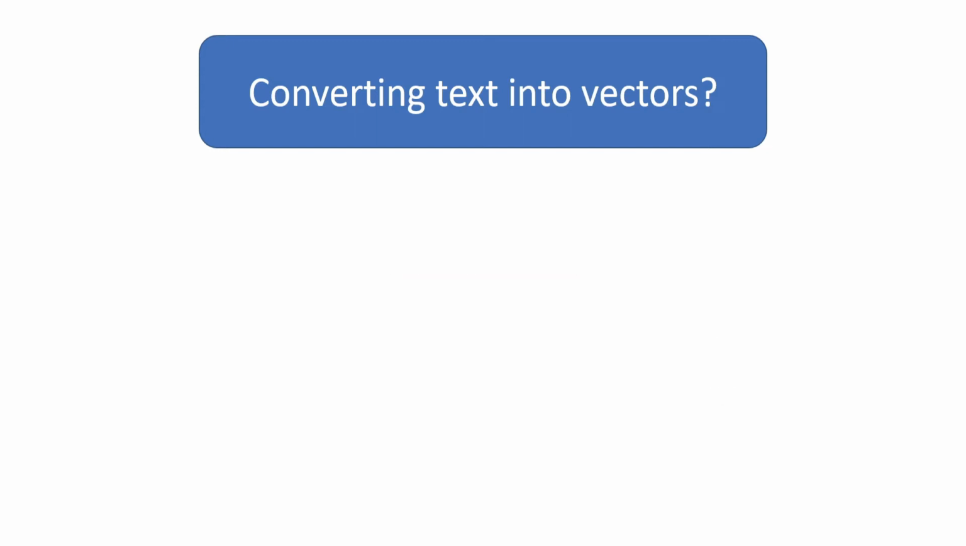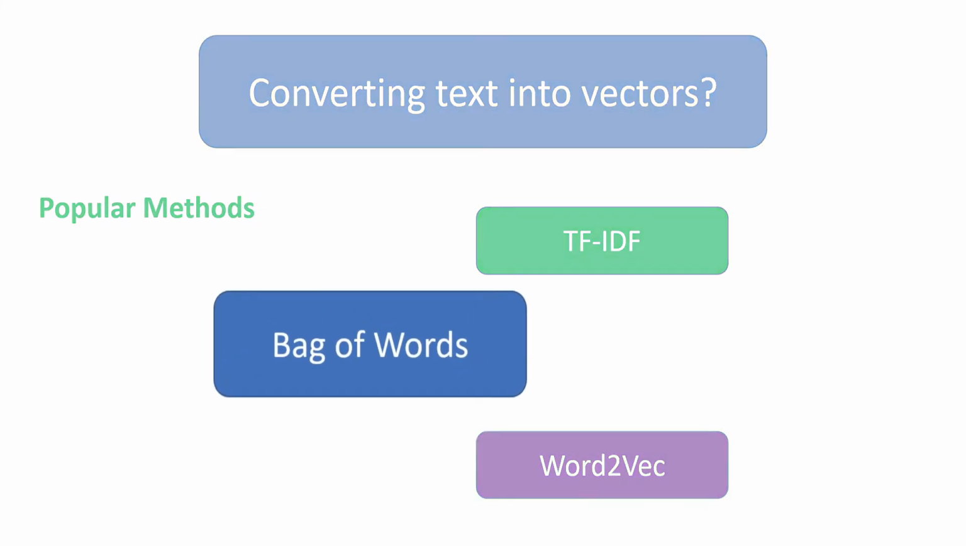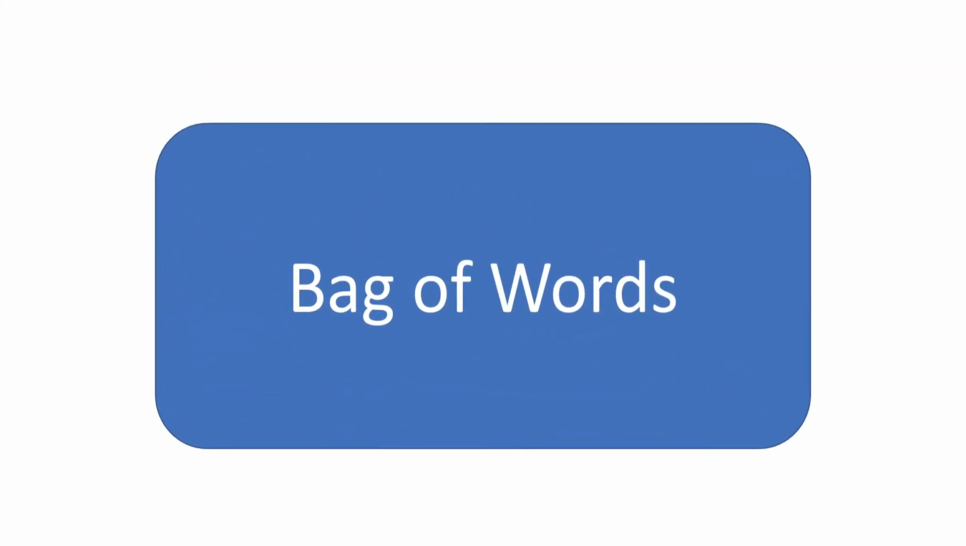Yes, there are three popular methods which we can use to convert text into vectors. The first one is bag of words, the second one is TF-IDF, and the final one is word2vec. In the next video, we are going to see how we can use bag of words to convert text into vectors.